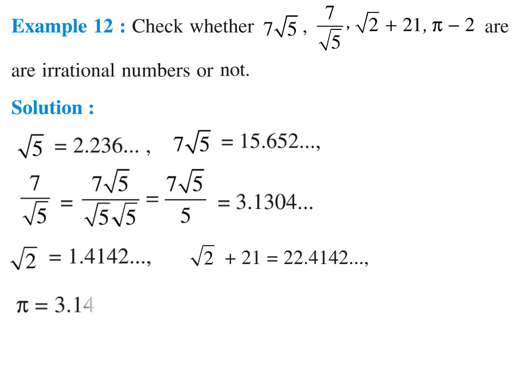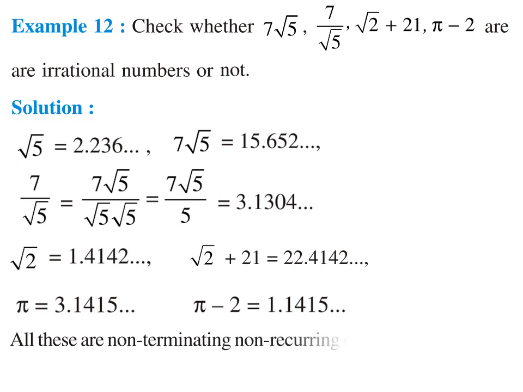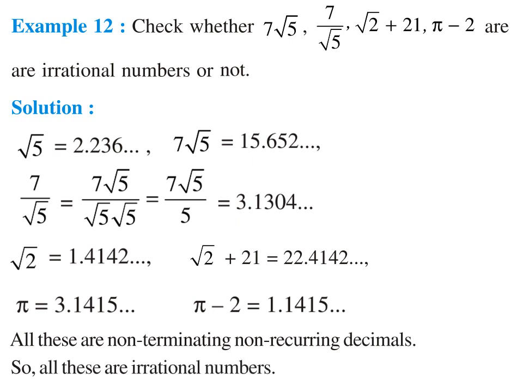Similarly, pi is 3.1415 up to infinite. So pi minus 2 will become 1.1415 up to infinite. So again it is an irrational number. So here we can check that all numbers have non-terminating, non-recurring decimal expansion. So we can say they are irrational numbers. So given all numbers are irrational numbers, that will be your answer, because all of these are non-terminating, non-recurring decimals. So that's why you can say that all of them are irrational numbers.